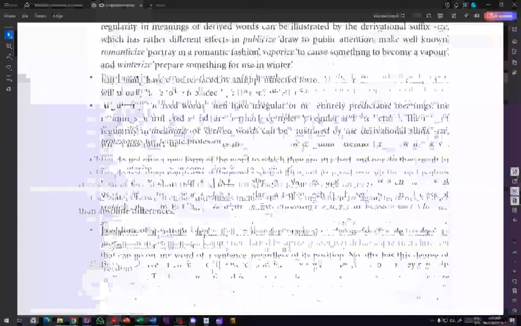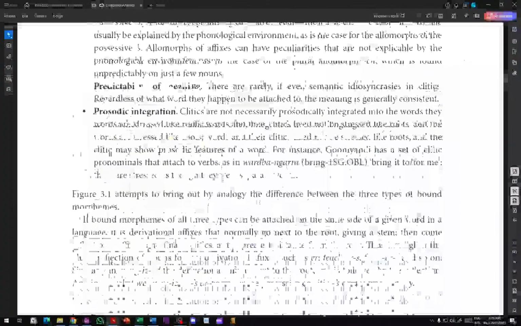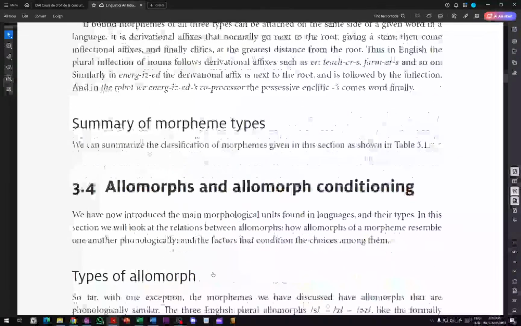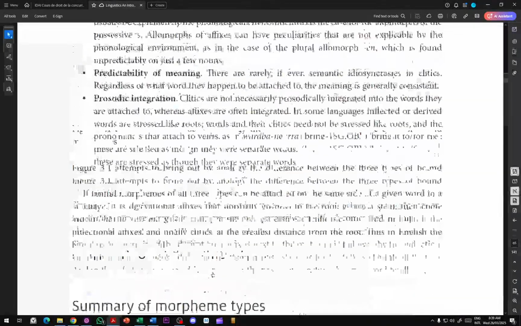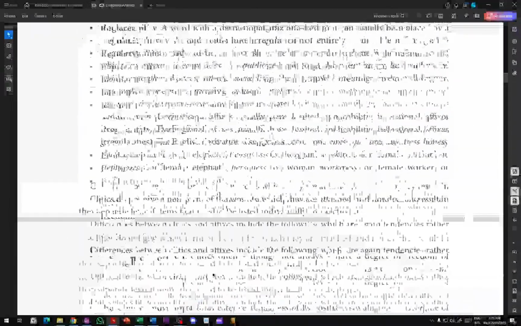Should we read this, or should we end it here? Should end it, I think.